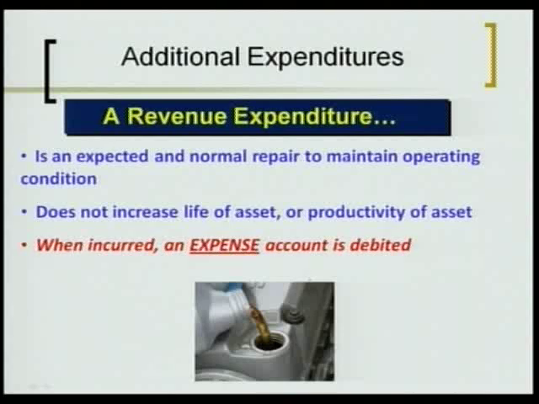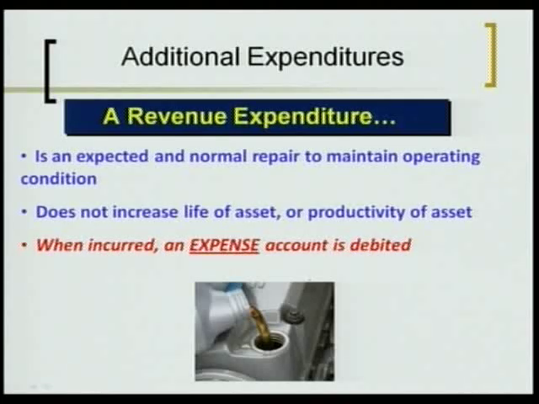Now, coming off the PowerPoint, well, keep on the PowerPoint one more, I'm sorry. It's sometimes weird that we call this a revenue expenditure. It seems like we should call this an expense expenditure because we expense it, right? It's not a revenue, but that's what they're called. They're called a revenue expenditure. It gets immediately expensed on the income statement, okay? But like I said, it is expected and normal, and it doesn't increase the life of the asset or productivity of the asset beyond what we originally thought.